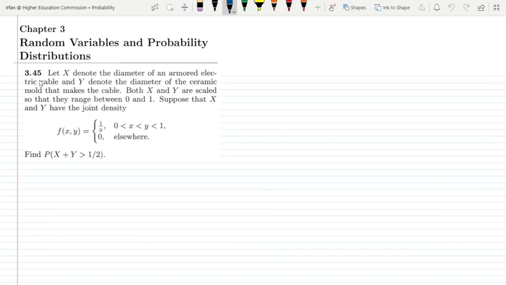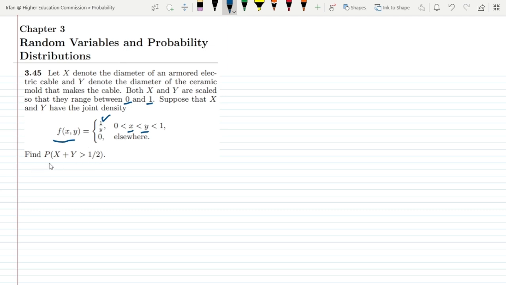So this is question 3.45, and the statement of it is: let x denote the diameter of an armored electric cable and y denote the diameter of the ceramic mold that makes the cable. Both x and y are scaled so that they range between 0 and 1. Suppose that x and y have the joint density given by f(x,y) equal to 1 by y for x greater than 0 and less than y, and y less than 1, and that is 0 elsewhere.